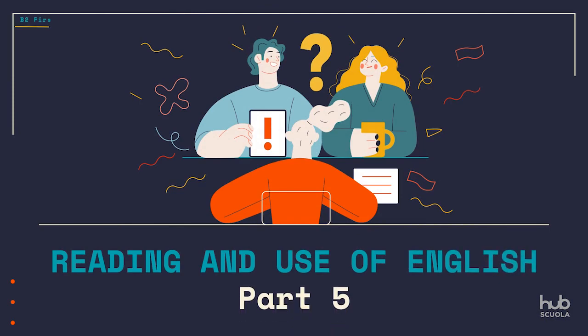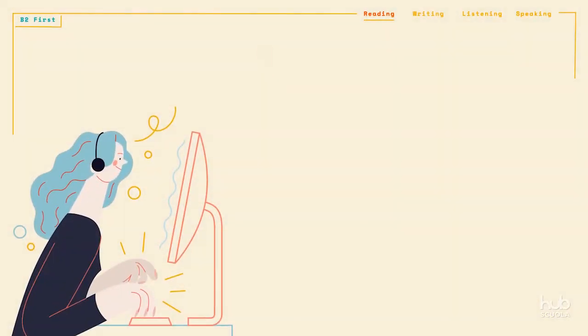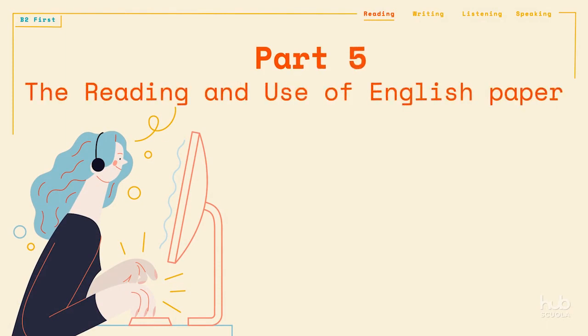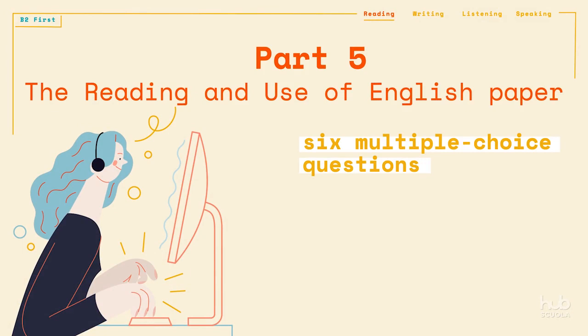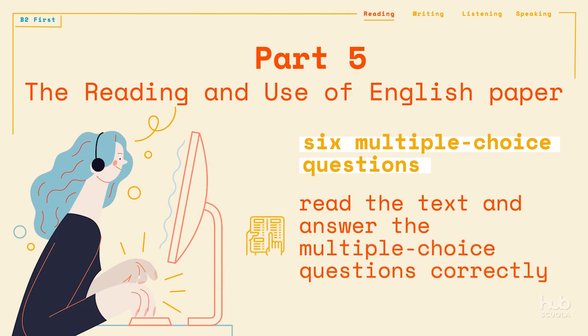Reading and Use of English Part 5. Part 5 of the Reading and Use of English paper contains 6 multiple-choice questions based on a single text. Your task will be to read the text and answer the multiple-choice questions correctly.